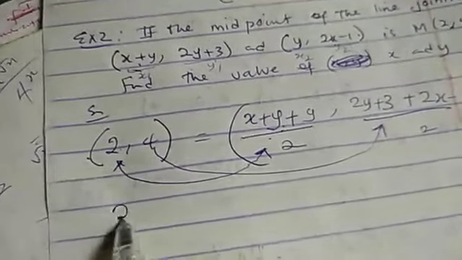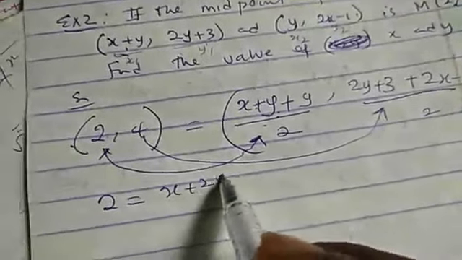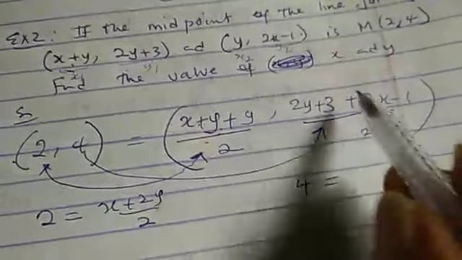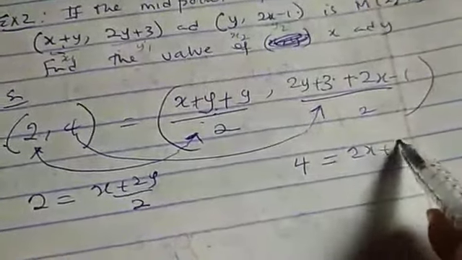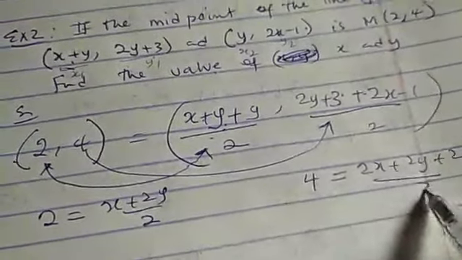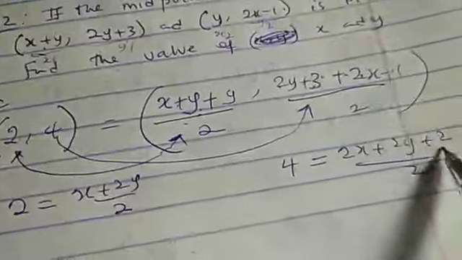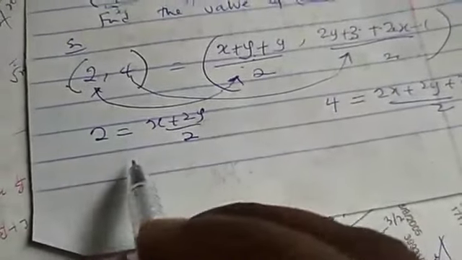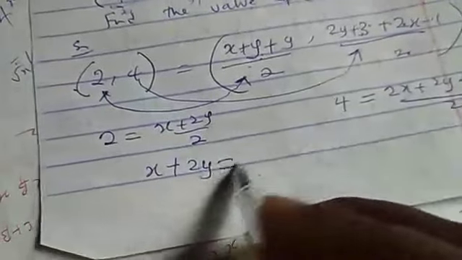So for the first one, 2 will be equal to this one, which is x plus 2y divided by 2. The second one, which is 4, will be equal to, if you simplify this one, 2x plus 2y plus 2 divided by 2, that is 2x plus 2y, 3 minus 1, that is 2. Then we have this divided by 2. If you cross multiply, x plus 2y will be equal to 4. I will call it equation 1.